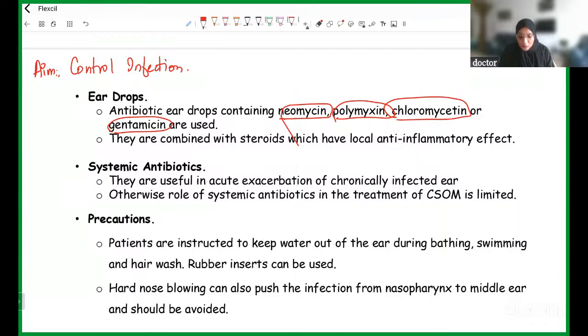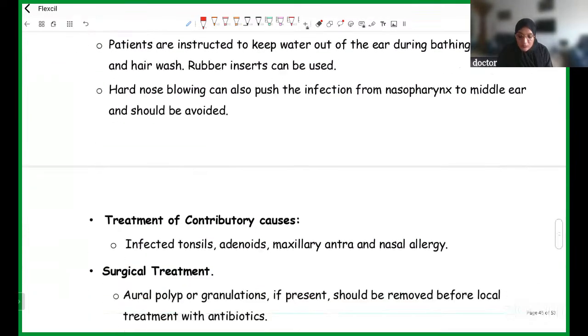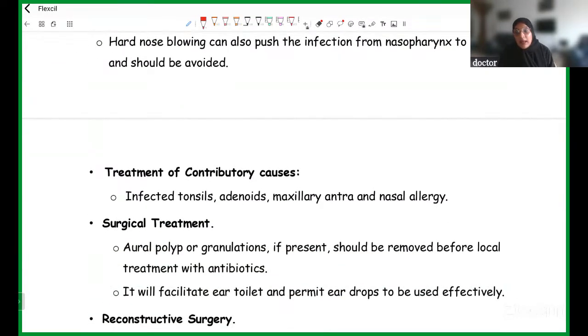Now, treatment of contributory causes here, what it means is that the patient might have tonsillitis, he might have inflamed adenoids, or he might have nasal allergies. So that can also lead to chronic suppurative otitis media. So you should make sure that you treat the cause before you treat the symptom. Sometimes chronic suppurative otitis media can also show up like a symptom of a contributory cause. So always treat the cause before you treat the symptom. You cannot apply it everywhere, but make sure you treat the cause before you treat the symptom.